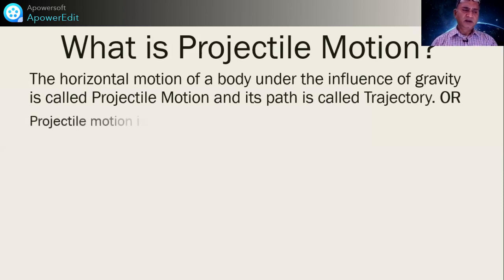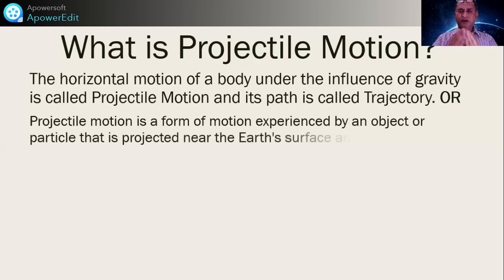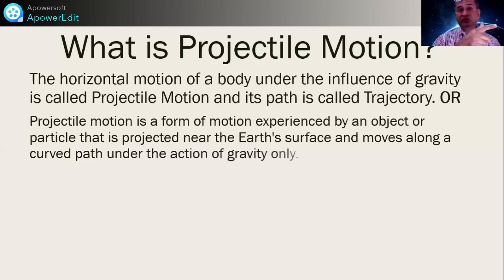One more definition you can see on the screen. Projectile motion is a form of motion which is experienced by a body or an object or a particle that is projected, that is thrown near the earth's surface. Suppose this is the earth and we are throwing something, like if I throw a ball, if I throw a javelin, if I throw a stone, then this phenomenon is there and it moves along a curved path under the action of gravity. This is called projectile motion, right?